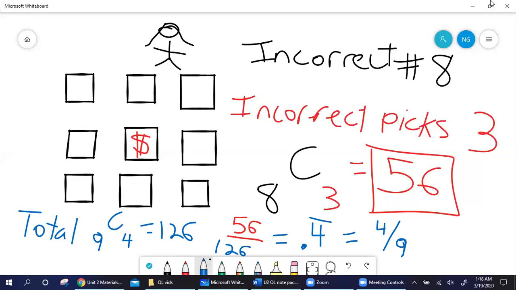Okay, so that does it for the 10.4 notes, a fairly quick section, mainly just more practice.